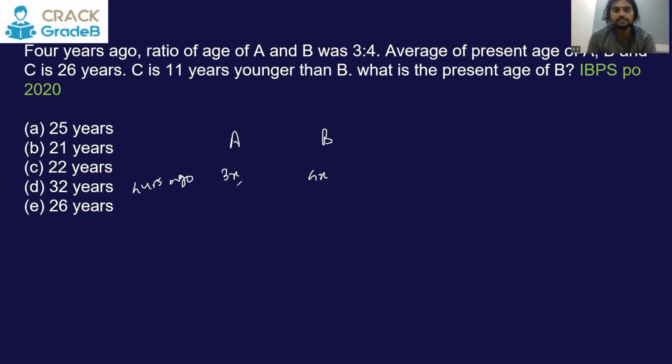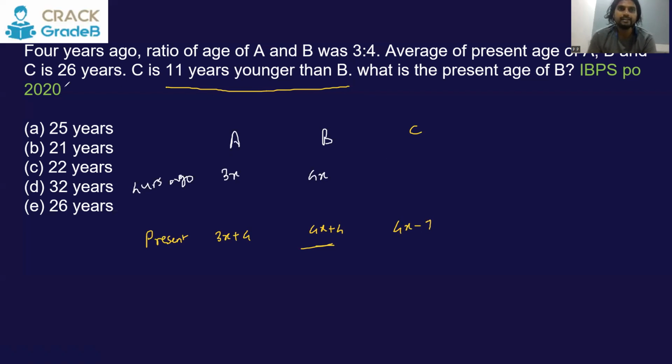Average present age of A, B, and C is 26. So that means presently A will be 4 years more than this, that is 3x plus 4. B will be 4 years more than this, that is 4x plus 4. And C is 11 years younger than B. So C is 11 less than this. So if you subtract 11 from it, it will be 4x minus 7.